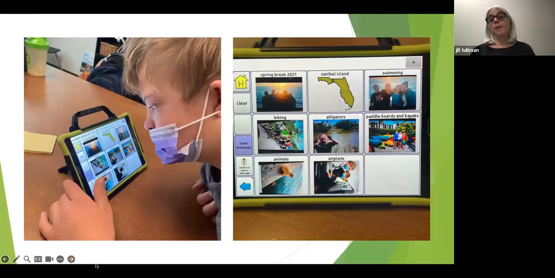This is an example of visual scenes that Lawton's mom put together for him to share information about their spring break trip. Again, you take the picture and you put it in, and in the top left, he was saying where Sanibel Island was.